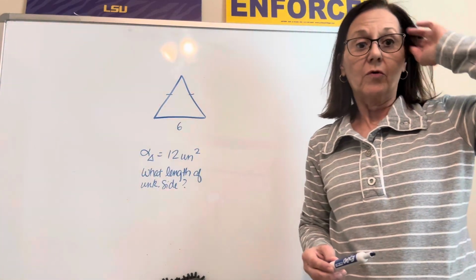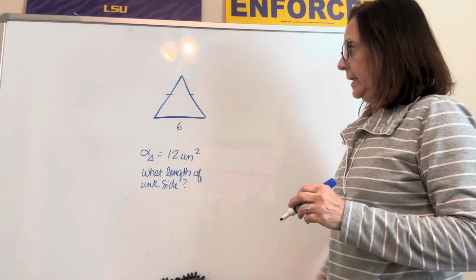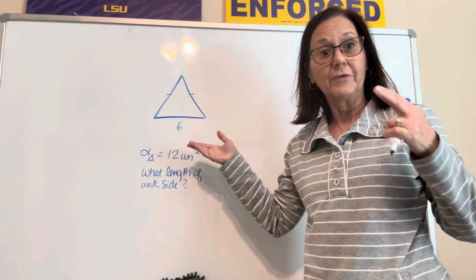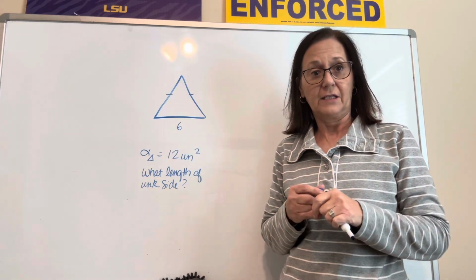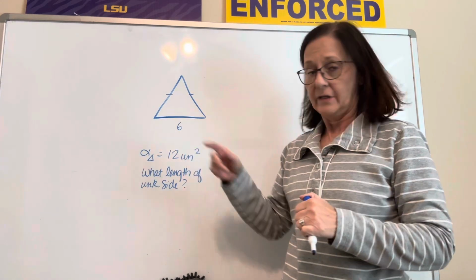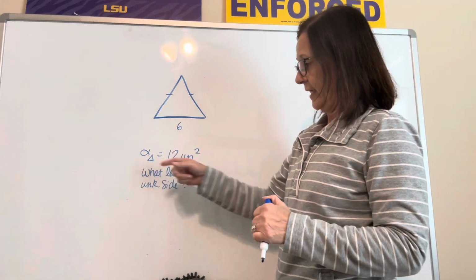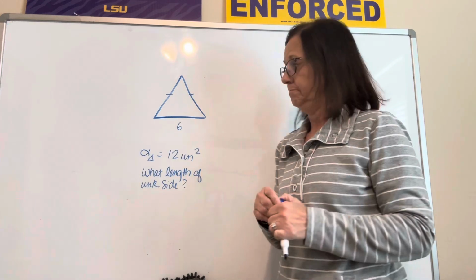Okay, I wanted to cover one more thing in the geometry review. I've drawn a triangle. It's a particular type of triangle, and we have two legs that are equal in length. We call that an isosceles triangle, and I've given you the length of the base. Now, I tell you that the area of the triangle is 12 square units.